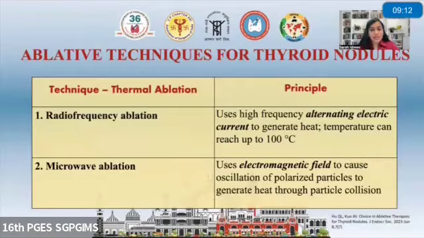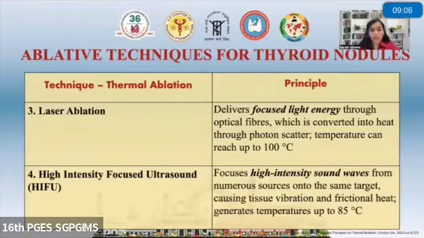The ablative techniques that are commonly being used these days are radiofrequency ablation, microwave ablation, laser ablation, and high intensity focused ultrasound. Each of these cause thermal ablation by heat generation within the thyroid nodule, causing coagulative necrosis, cell death, and thereby reduction in the size or disappearance of the nodule itself.